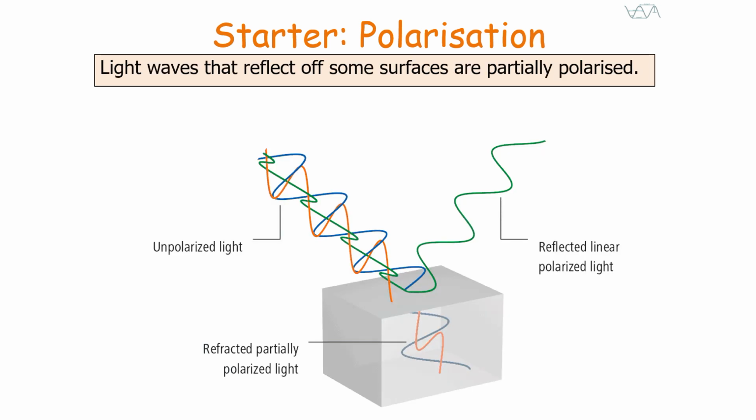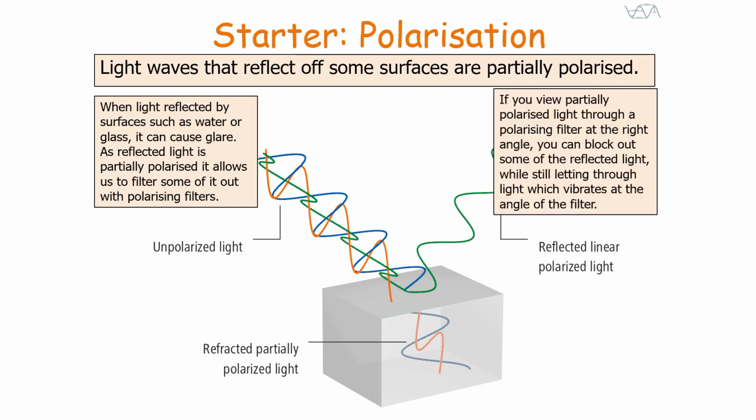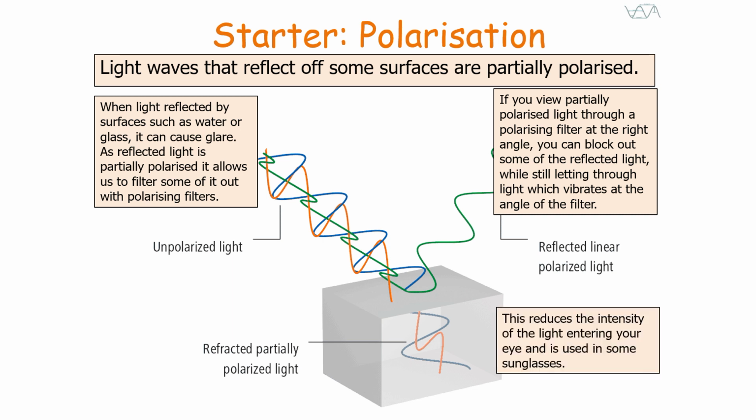Now, light waves that reflect off some surfaces are partially polarized. So light, when it's reflected off surfaces like water or glass, can cause glare. Now, as reflected light is partially polarized, it allows us to filter some of it out using polarizing filters. So if you view partially polarized light through a polarizing filter at a right angle, it can block out some of this reflected light whilst letting some of the light through, which will vibrate at the angle of the filter. So what it will do is reduce the intensity of the light entering your eye, and it is used in some sunglasses.